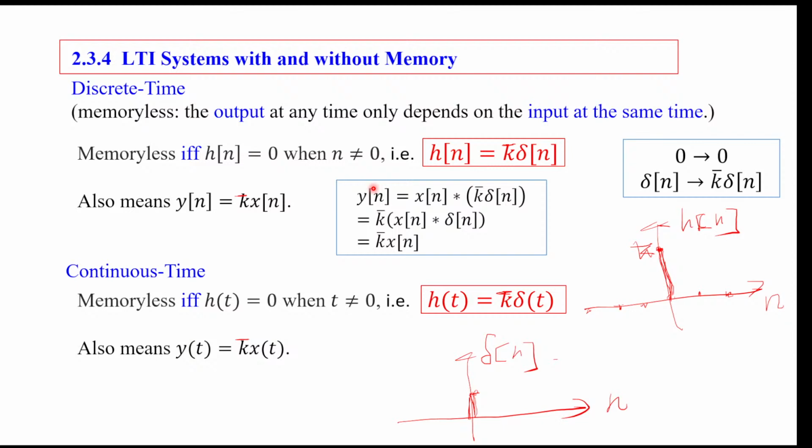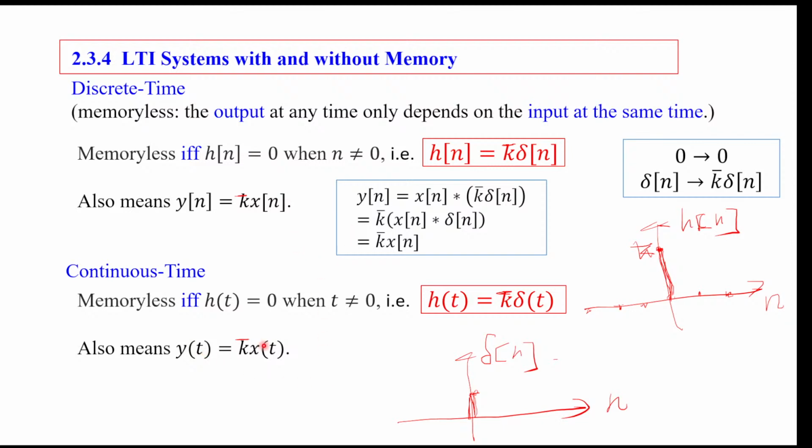And so the output is k bar times x of n. This is obviously memoryless because y of n is just a constant multiple of x of n and doesn't depend on any n not equal to 0.